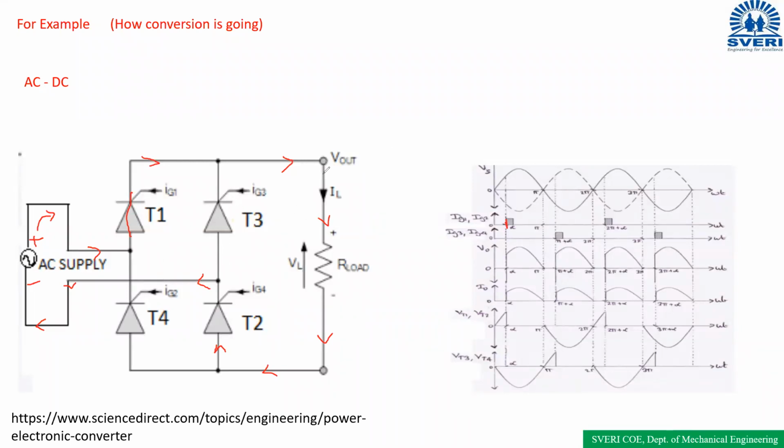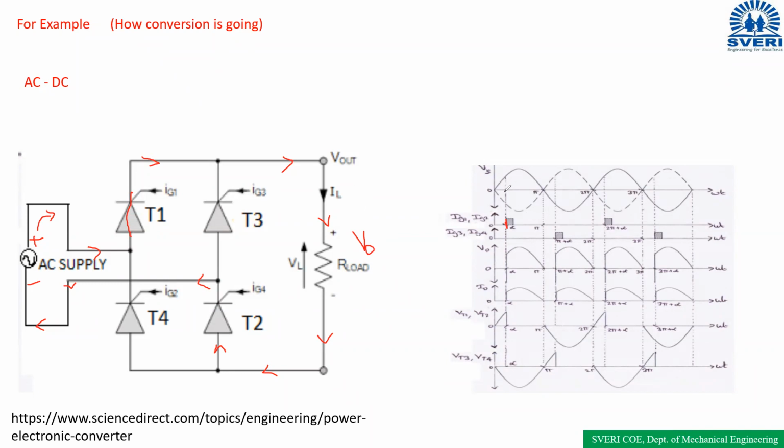When T1, T2 are on, the current is flowing through this circuit, through the load circuit. When the current is flowing through the load circuit, the output voltage is present, that is V0 or VL, across the load circuit. So the wave shape of this output voltage is the same as the supply voltage.